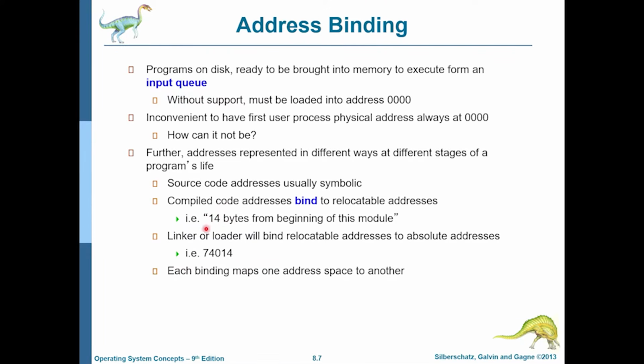When you link or load a program, absolute addresses are given because the loader knows where it is going to load the program, what is going to be the beginning of the module. So it can take these differences that the compiler has given, that okay, 14 bytes from the beginning, and now the loader knows what the beginning is. So it can give absolute addresses to those variables and functions.